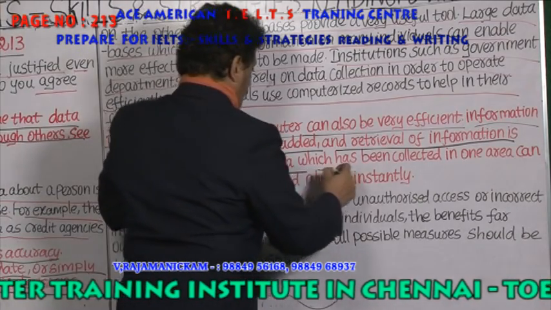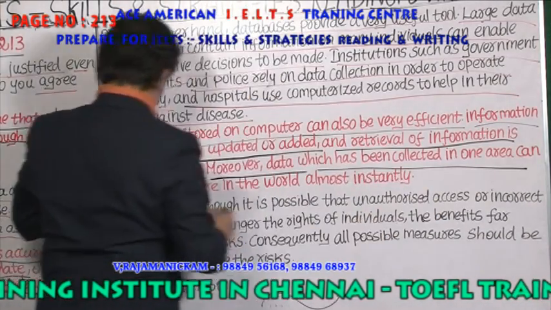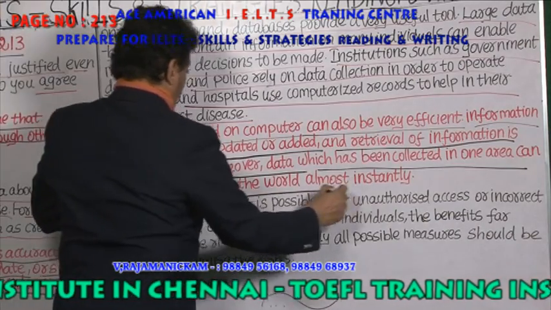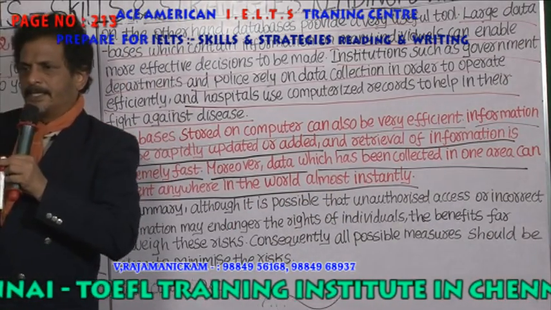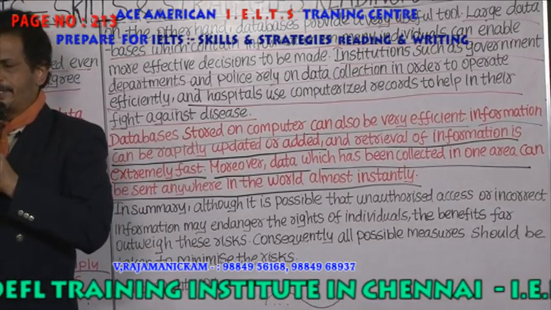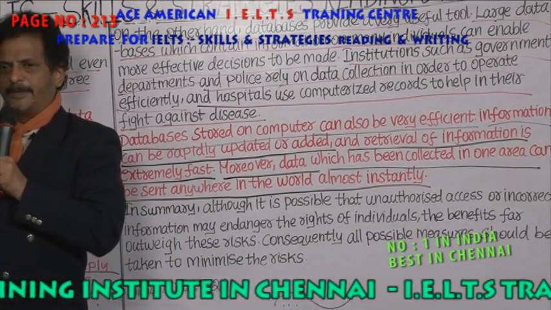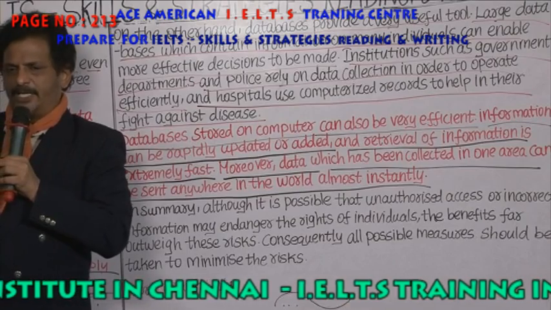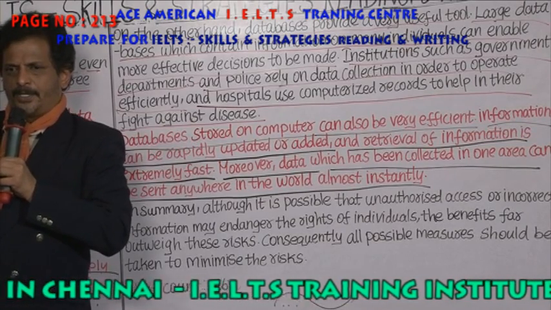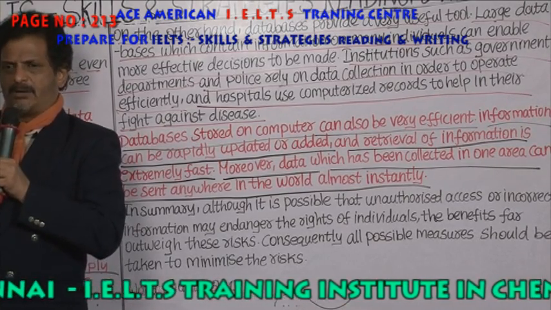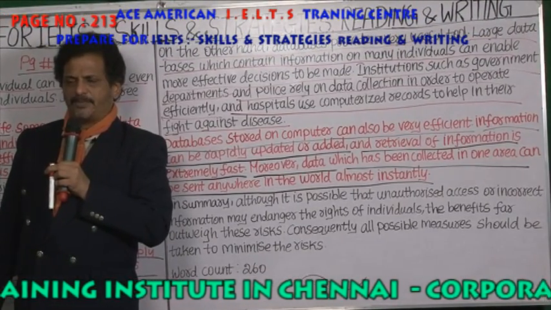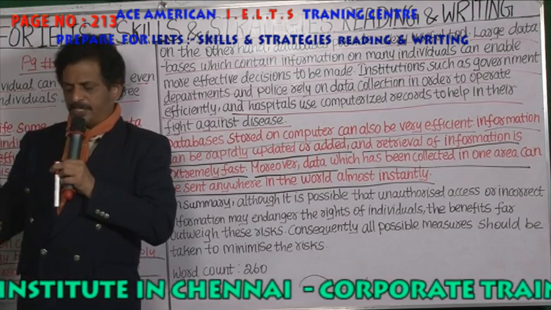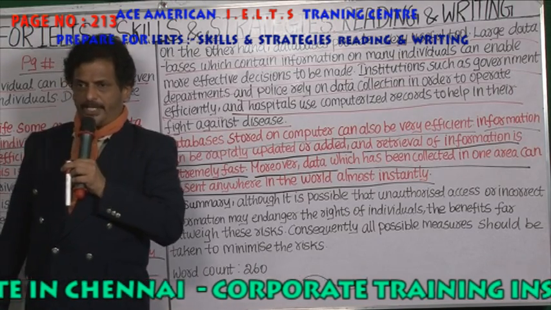Moreover, data which has been collected in one area can be sent anywhere in the world almost instantly. Somebody who has migrated to the US, somebody who has migrated to the Gulf, if you want to know about that person, you can get it immediately. Anybody who is in the US or Japan, any part of the world, you can just ask that government for the data, and instantly you can get the information about them.